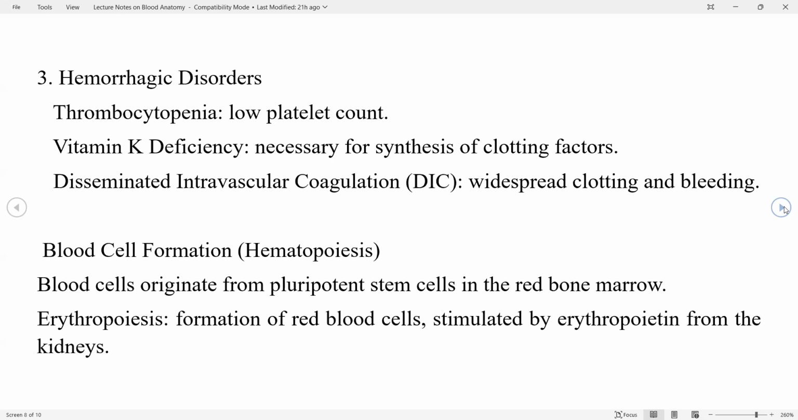Vitamin K is necessary for synthesis of clotting factors. So when we have a deficiency of vitamin K, there will be bleeding or hemorrhagic disorder. Okay. So we said hematopoiesis is the formation of blood cells, any blood cell, in the red bone marrow, while erythropoiesis is specifically the formation of red blood cells, which is stimulated by erythropoietin produced from the kidneys.